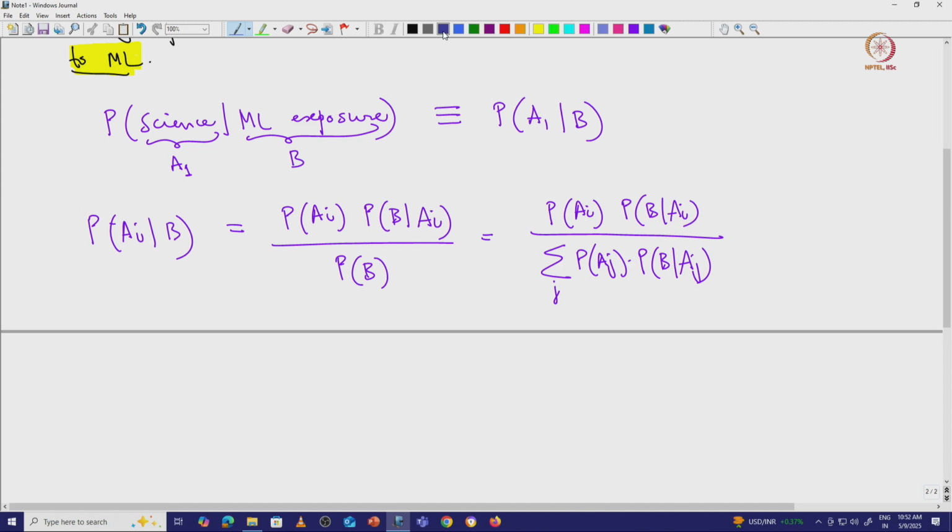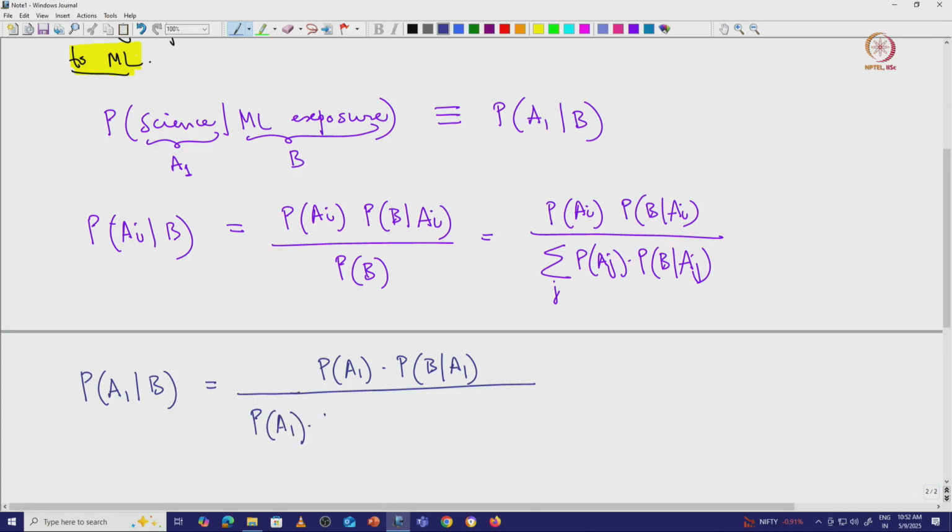So, what we need to find out is probability of A1 given B, and that we have written as probability of A1 times probability of B given A1, divided by probability of A1 times probability of B given A1 plus probability of A2 times probability of B given A2.